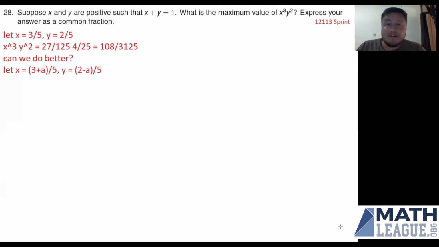In particular, let's say we're going to add a small number a to the numerator of x. Then, of course, we subtract the same a from the numerator of y. Now, I should point out here that a could be positive or negative. It's possible that we increase x a little and decrease y, or maybe we decrease x and increase y. There are some constraints on a, however. First off, we don't want a to be 0 because that doesn't do any better. That just gives us the same answer back.